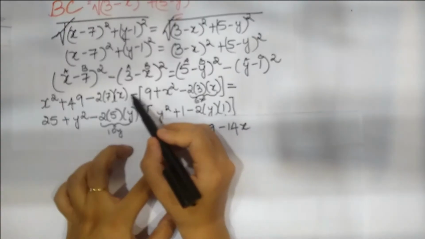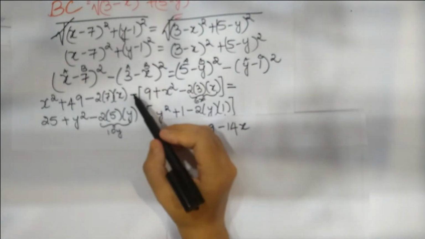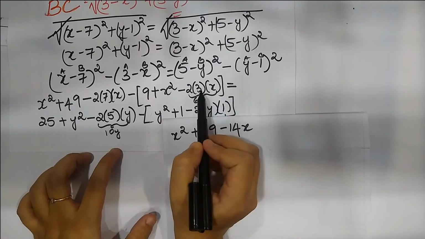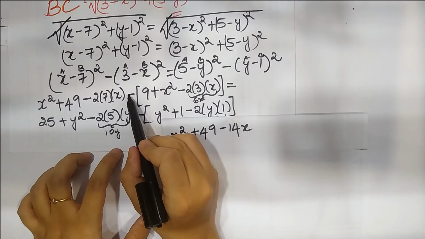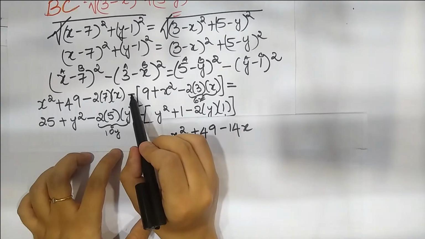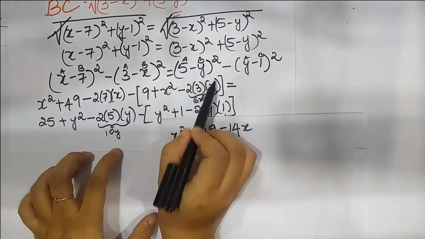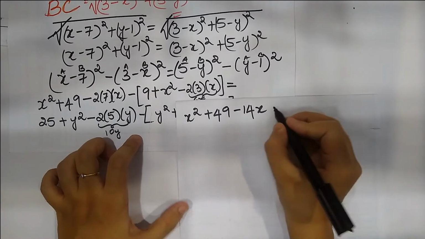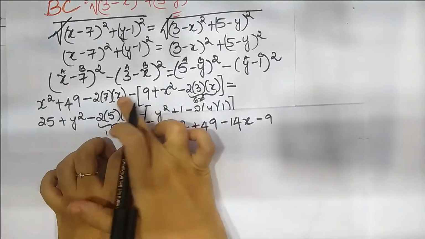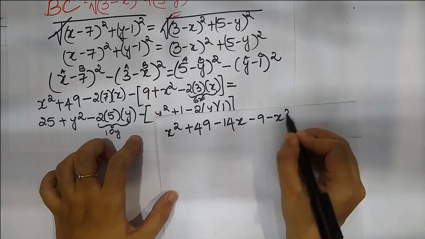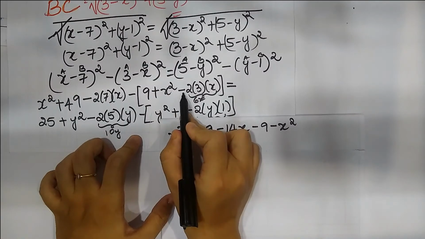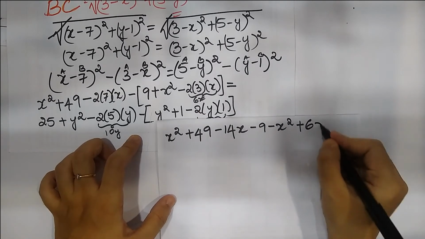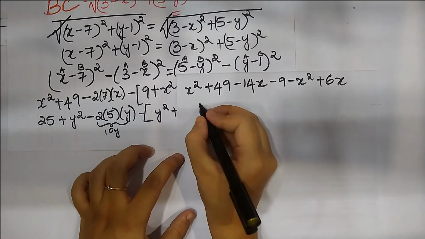Now we just have to take this minus, and this minus will be multiplied with all the numbers inside because it is within a square bracket. So if there is a negative sign before the brackets, then that negative sign will have to be multiplied inside with all the numbers. So minus into 9 will be minus 9. Then minus into x square will be minus x square. Then minus into minus is plus. So this becomes plus. This totally becomes 6x. Right?